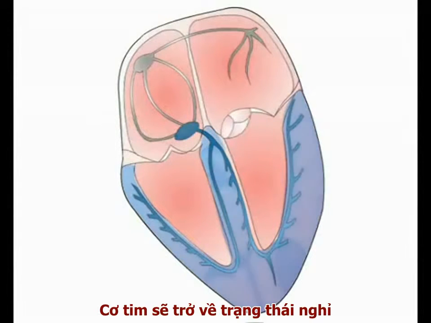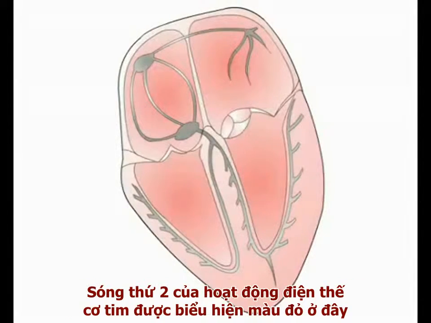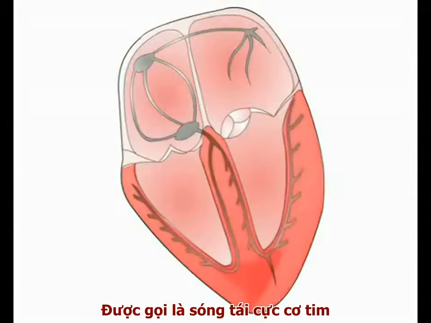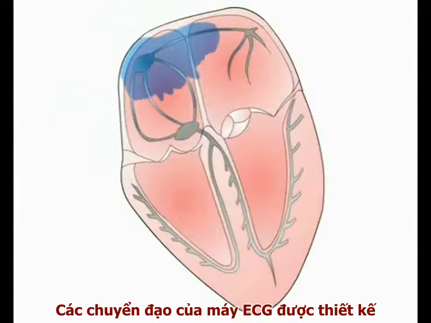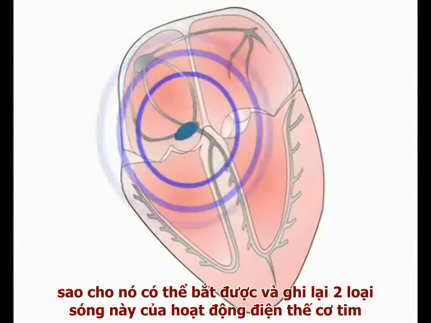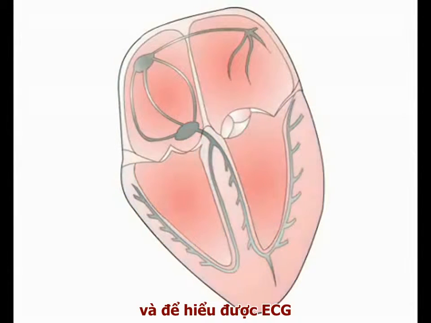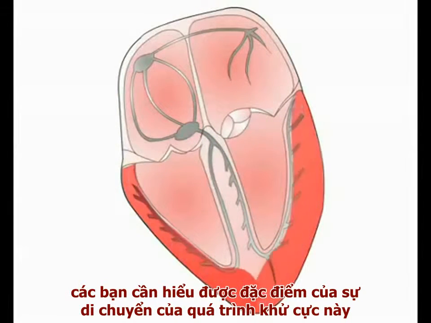Following systole, cardiac muscle returns to a resting state, and this is associated with reversal of the movement of charge across the myocyte membranes. This second wave of electrical activity, seen here in red, is termed cardiac repolarization. The leads of the ECG machine are designed to detect and record these two waves of cardiac electrical activity. The depolarization wave spreads through the heart in a highly predictable pattern, and to understand the ECG readout, the pattern of spread of cardiac depolarization needs to be understood.